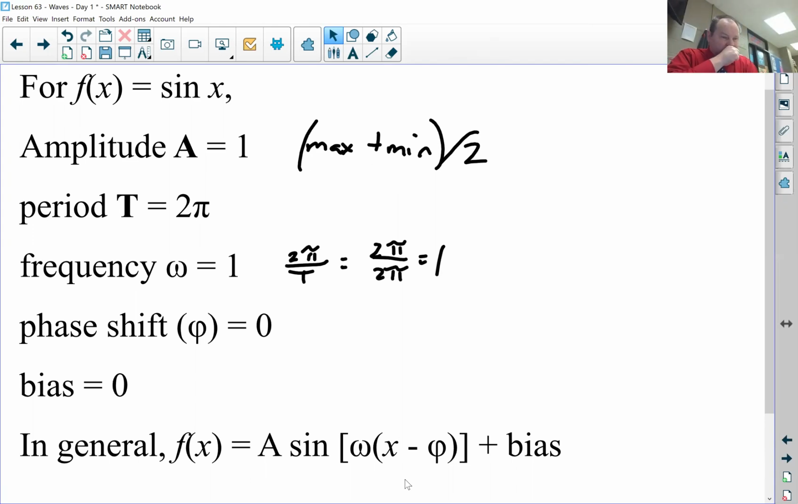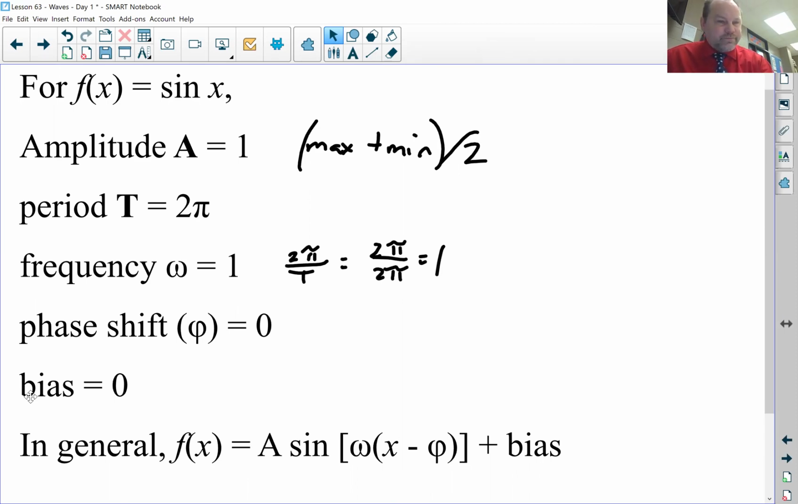A couple of things. I'm going to go back to the graph here in just a minute, but we should be able to take any graph that is a sine wave and write it now, and we should also be able to determine all of these pieces.